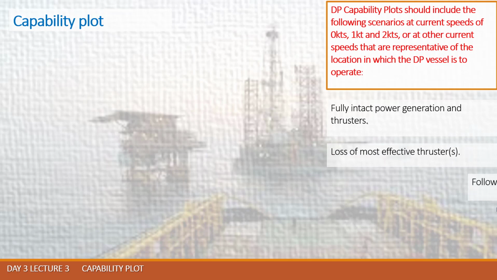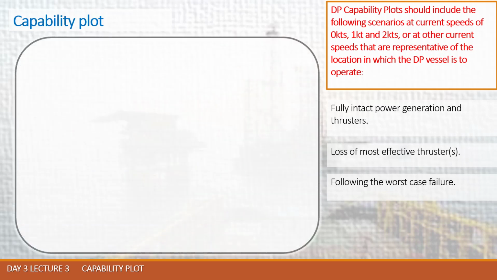In my presentation I use only one example, when we have fully intact power generation and thrusters, where all thrusters are working 100% correctly and okay. But in real life you will have, per each typical case, at least 3 scenarios, like current 0, current 1 knot, current 2 knots, then loss of most effective thrusters, or worst case failure, or vessel working in full order and okay.